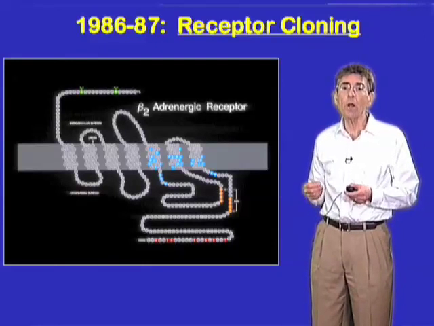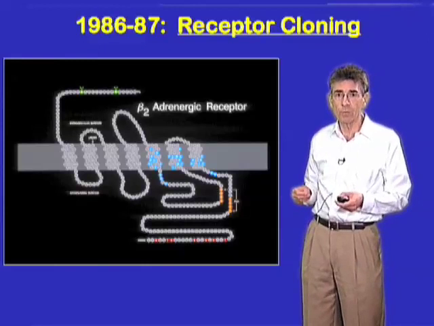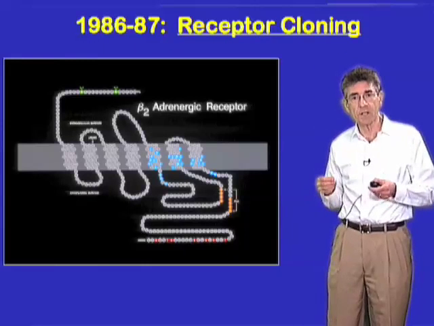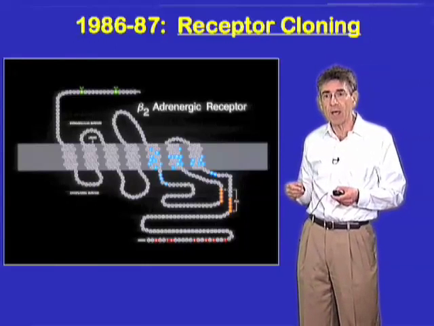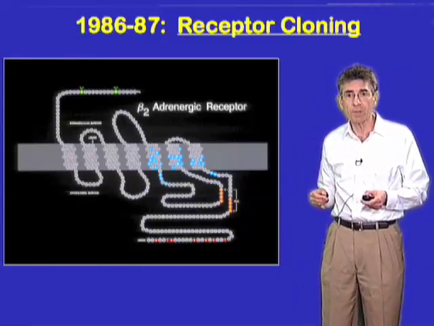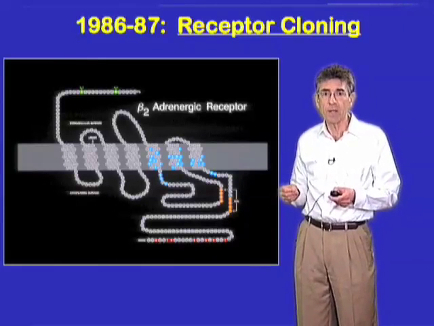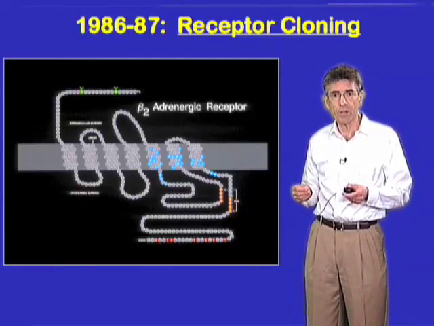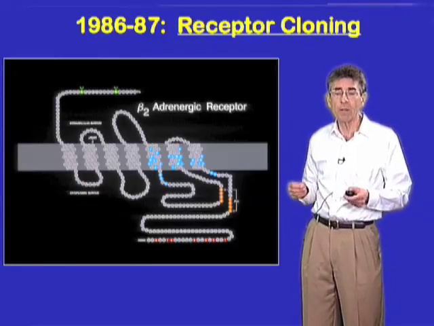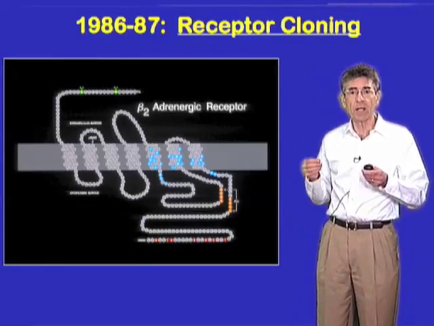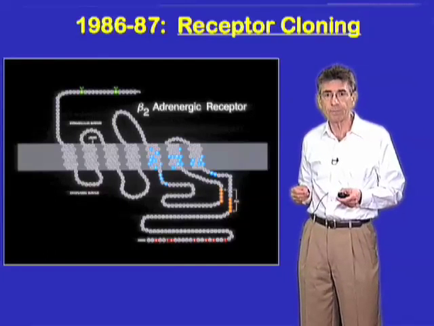At the time, only one other such protein was known. That is, one other protein which had these 7 transmembrane domains, and that was bacteriorhodopsin. Now, bacteriorhodopsin is a protein present in very primitive archaebacteria, which is a light-driven proton pump.